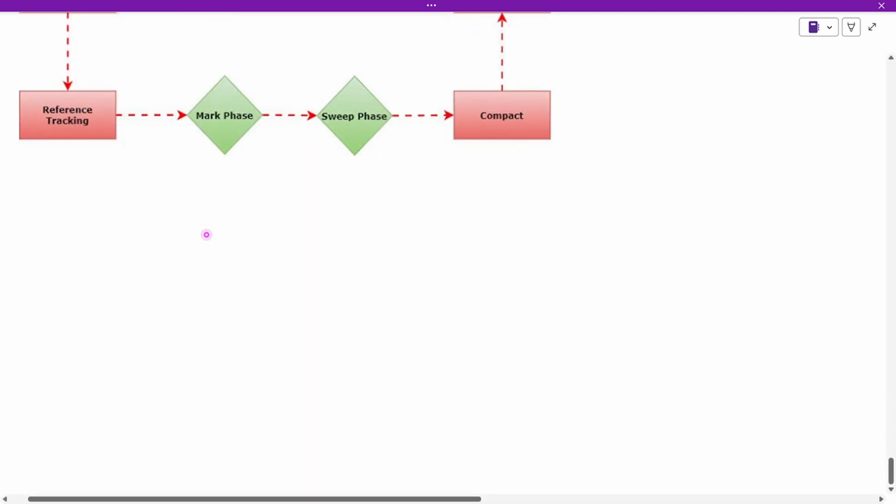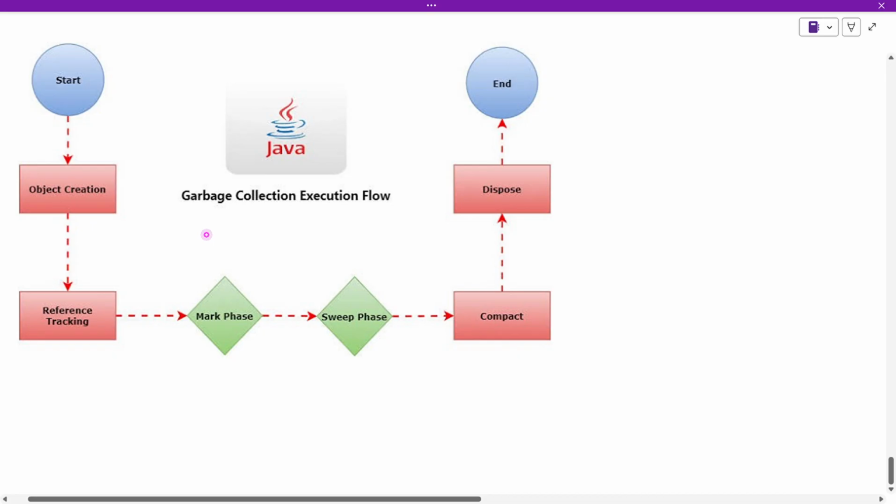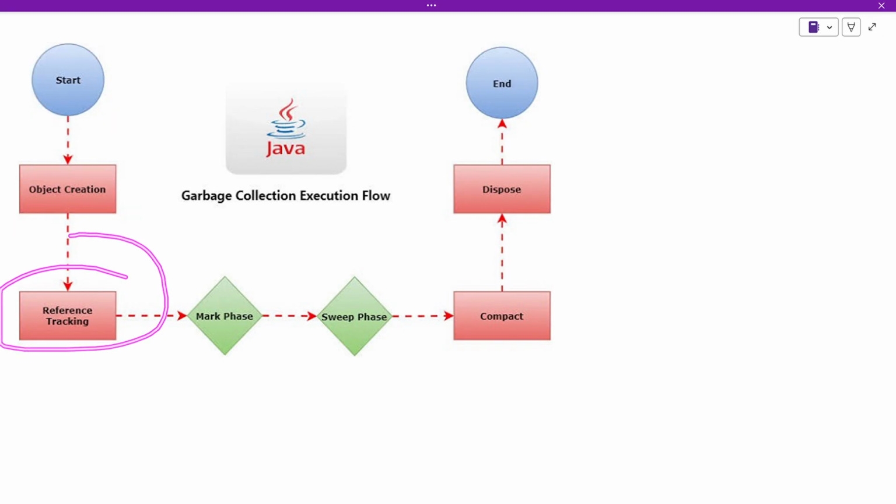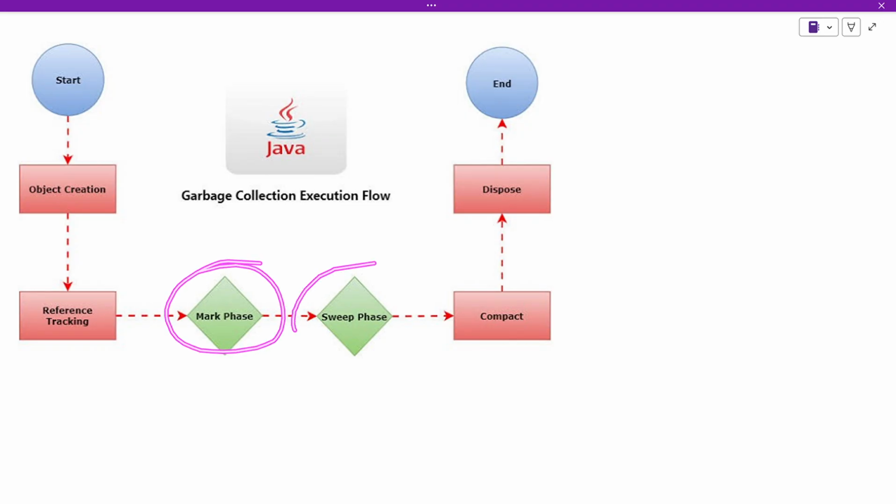Yeah, so the garbage collection execution flow. So this is the start. An object will be created, and the reference tracking will be done. It will check if the object has any references working on it right now. If there are no references, it is going to mark it, and it is going to sweep. So this algorithm is called the mark and sweep algorithm.